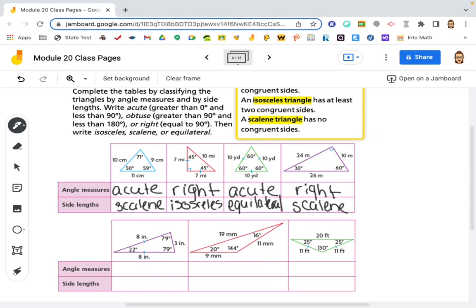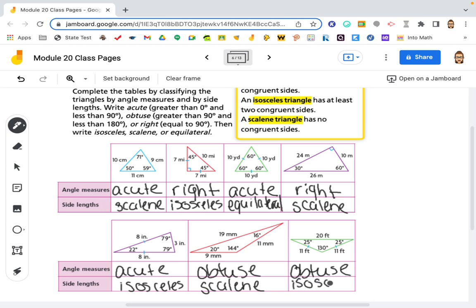Come down, we have all of our angles less than 90 degrees, so it is acute. Of the side lengths, two are the same, so it's an isosceles. We have one obtuse angle, so this is going to be obtuse. And then all of our side lengths are different, so it is scalene. Then here we have an obtuse angle, so it is obtuse. And two of the sides are the same, so we have an isosceles.